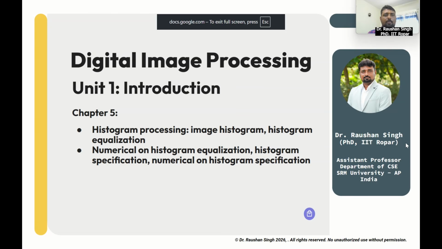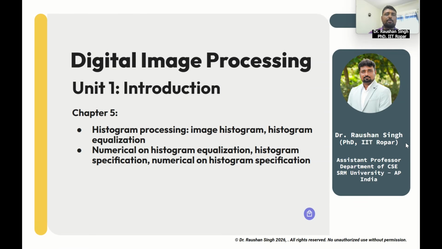Hello everyone. So today we are going to study our digital image processing's introduction, subchapter number 5, and we are going to discuss mainly histogram processing: the image histogram, histogram equalization, and also histogram matching, which is also called histogram specification. And in that we are also going to see the practical implementations and numericals.